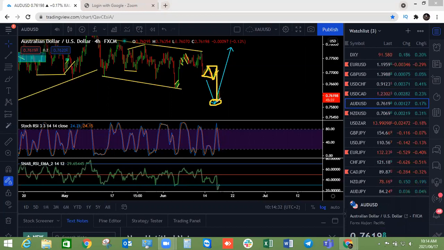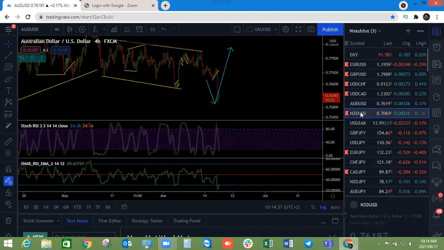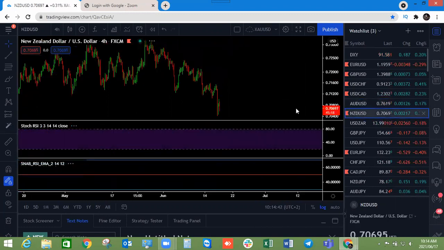Let's wait for that reaction. We are where we wanted to be, and that is at that level on AUD/USD. NZD/USD is exactly the same structure as AUD. Let's have a look at that.